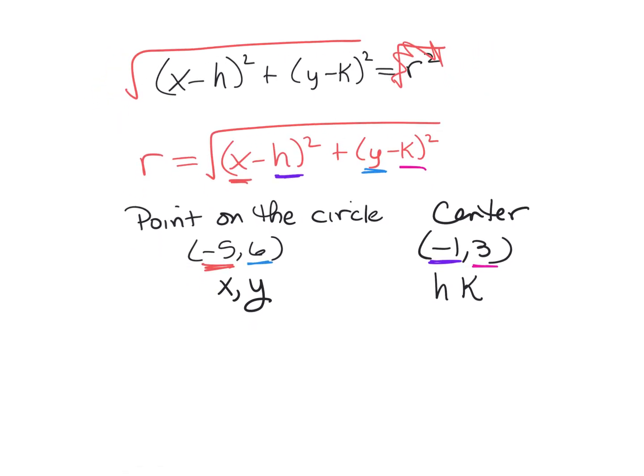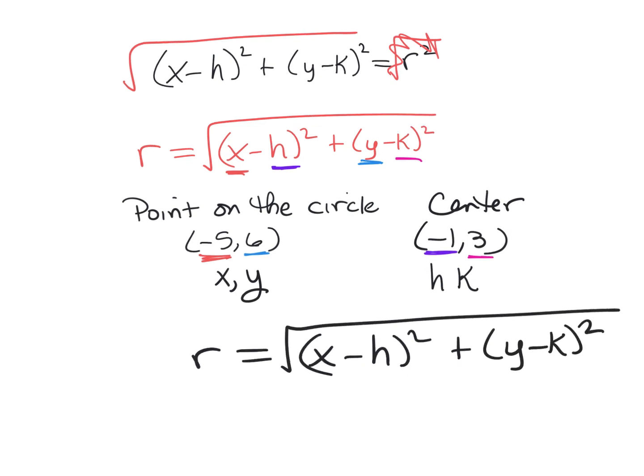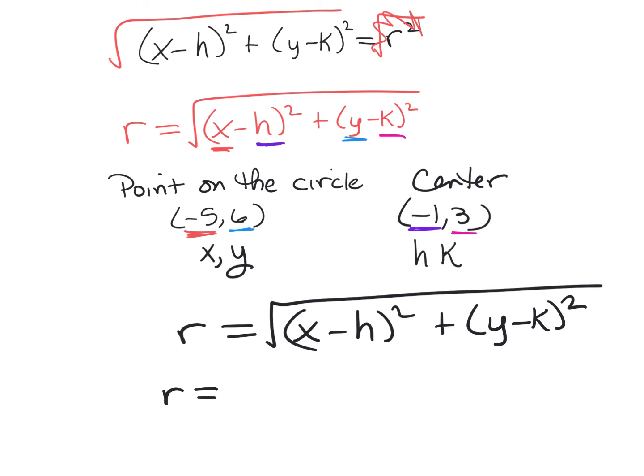So first thing we're going to do is take our radius formula. I'll go ahead and write it again. And let's plug in the numbers and fill it in. So r is going to be equal to -5 minus, which is part of the formula, and then the h that's going in here is a -1. And then that whole thing is squared, plus, I'm going to fill in the y, which is 6, minus the k, which is 3.